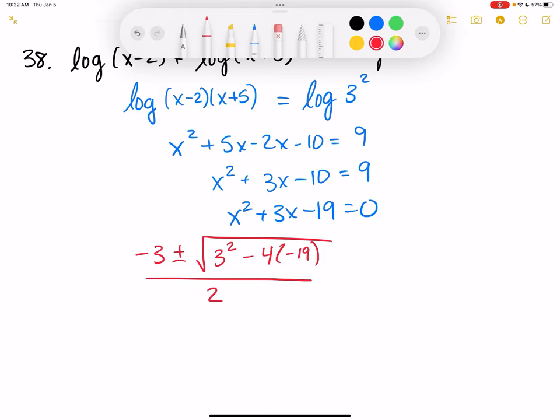Okay. Somebody tell me what's inside. I don't feel like doing that in my head. I know it's 9 plus something. I think it's 76, but I'm not sure. It is. 9 plus 76 is 85.